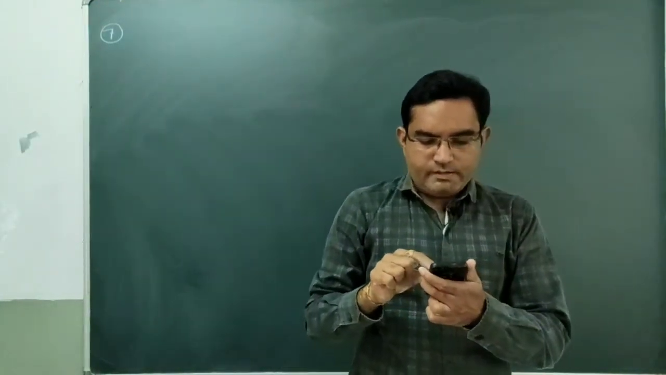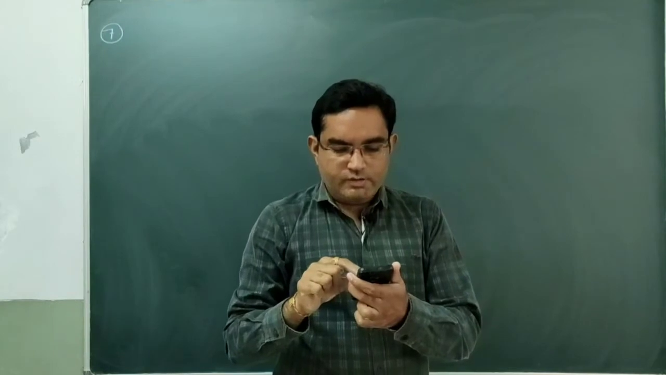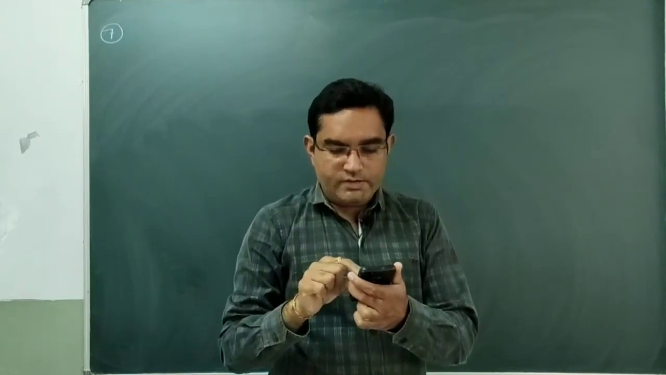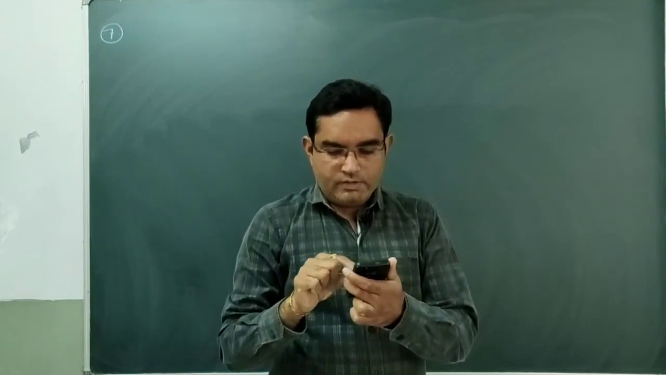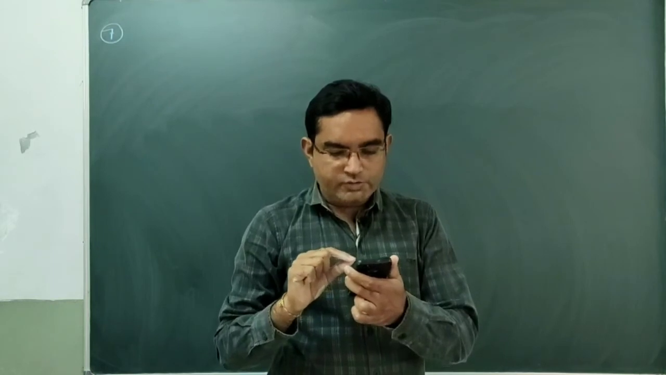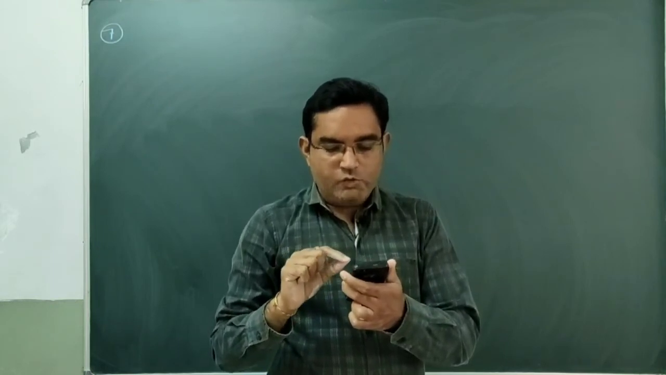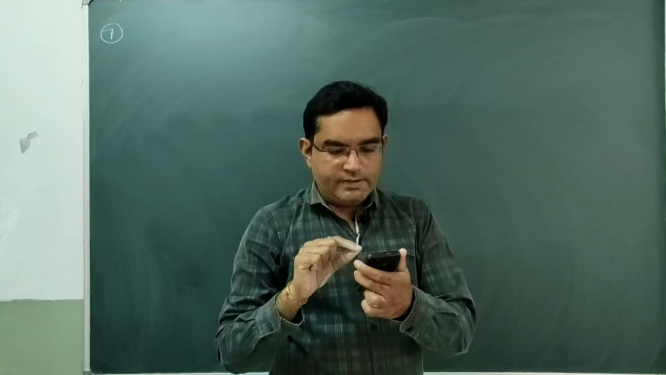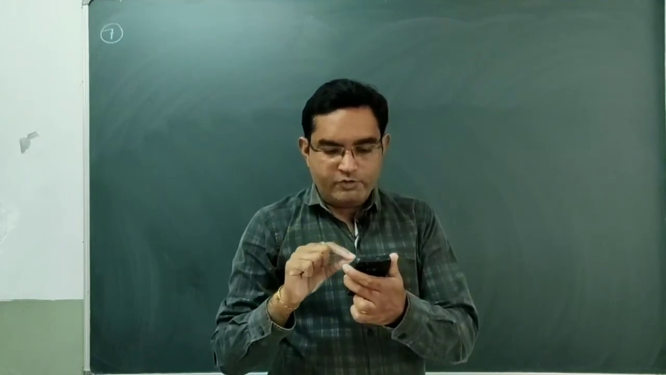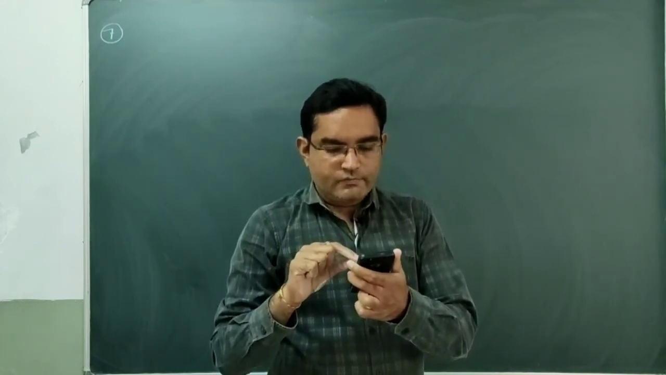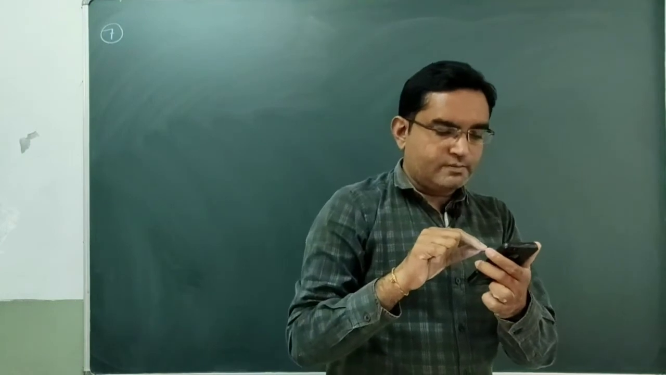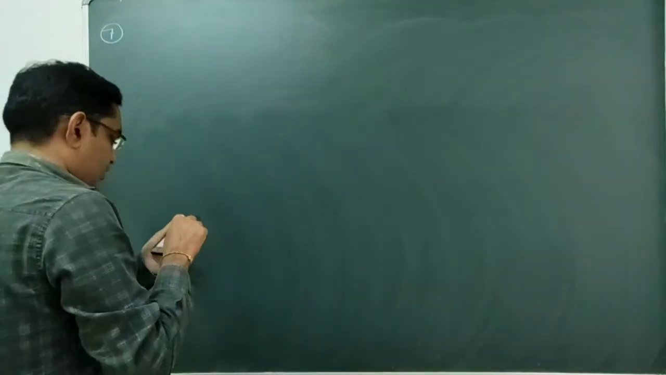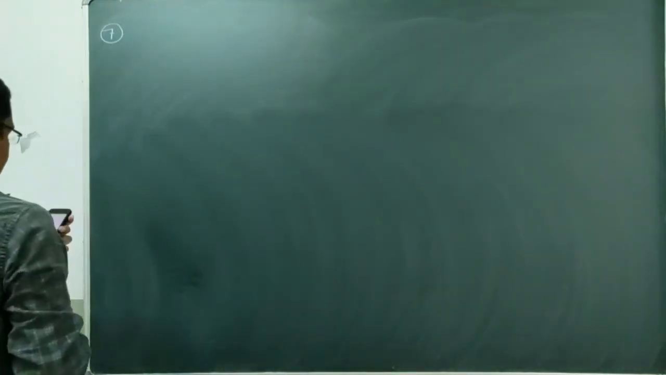A man running a race course notes that the sum of distances from the two flag posts from him is always 10 meter, and the distance between the flag posts is 8 meter. Find the equation of the path traced by this man.